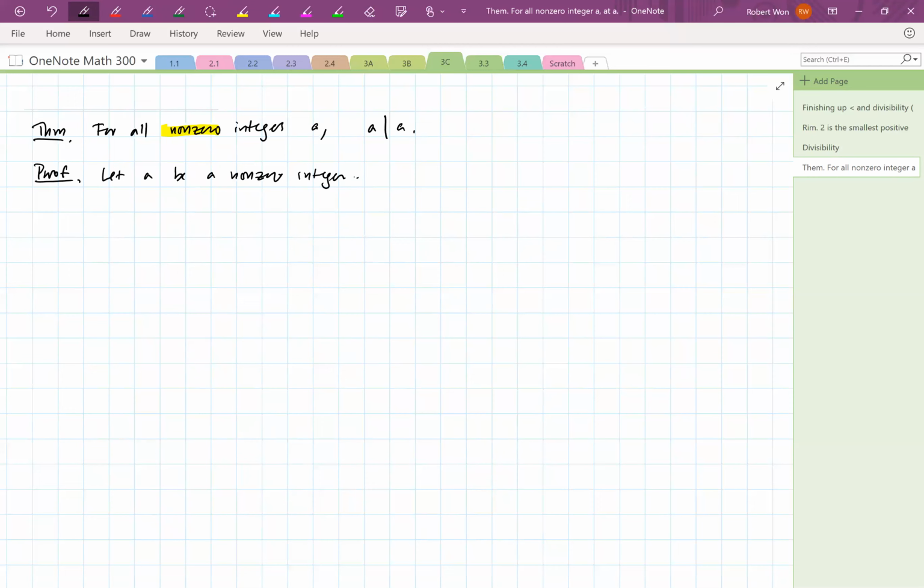How do I know that a is a times 1? That's by the identity axiom. So by the identity axiom, a is equal to a times 1.